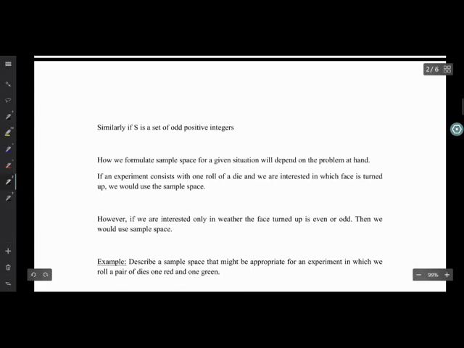Similarly, if X is the set of odd positive integers, we can write the sample space as S is 2k plus 1, where k can be 0, 1, 2, and so on. How we formulate the sample space for a given situation will depend on the problem at hand.